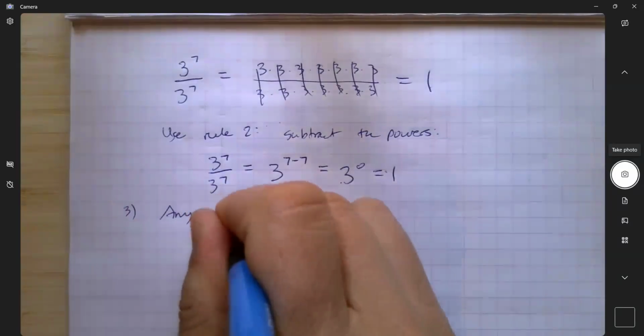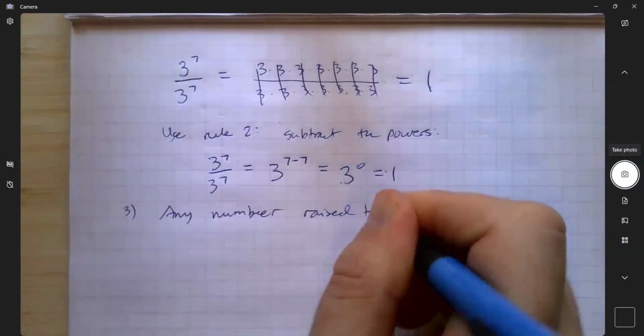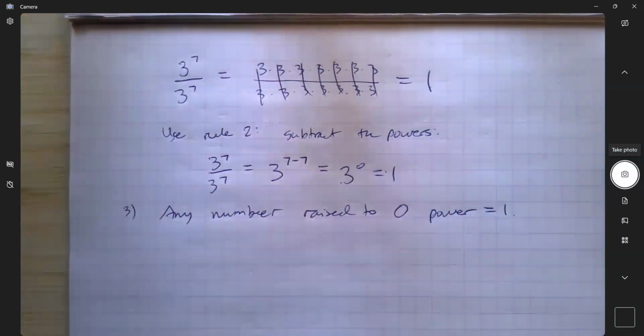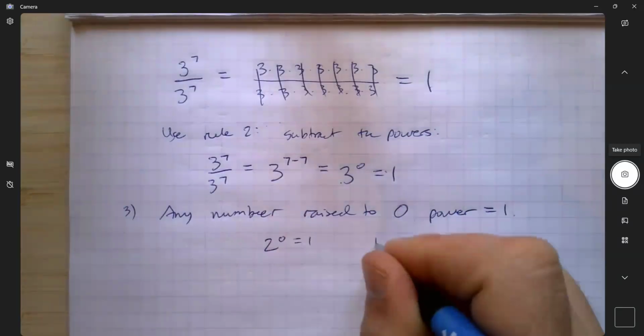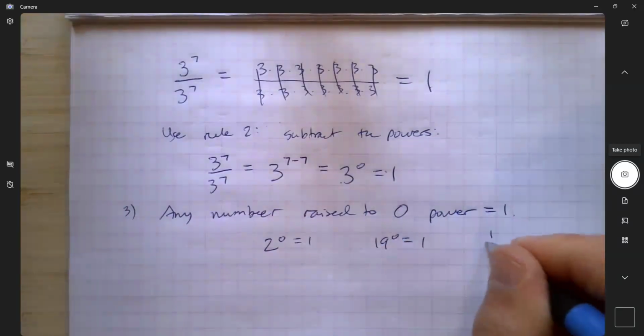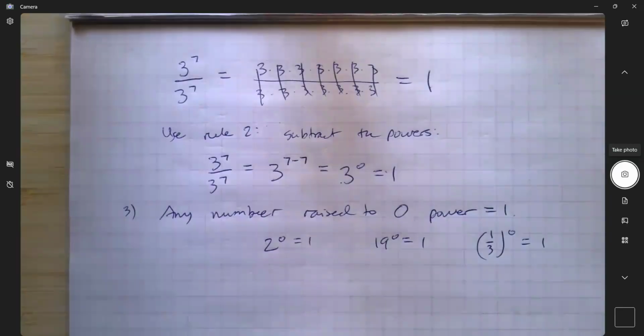Any number raised to the 0 power equals 1. 2 to the 0 equals 1. 19 to the 0 equals 1. 1/3 to the 0, that also equals 1. Any number raised to the 0 power equals 1.